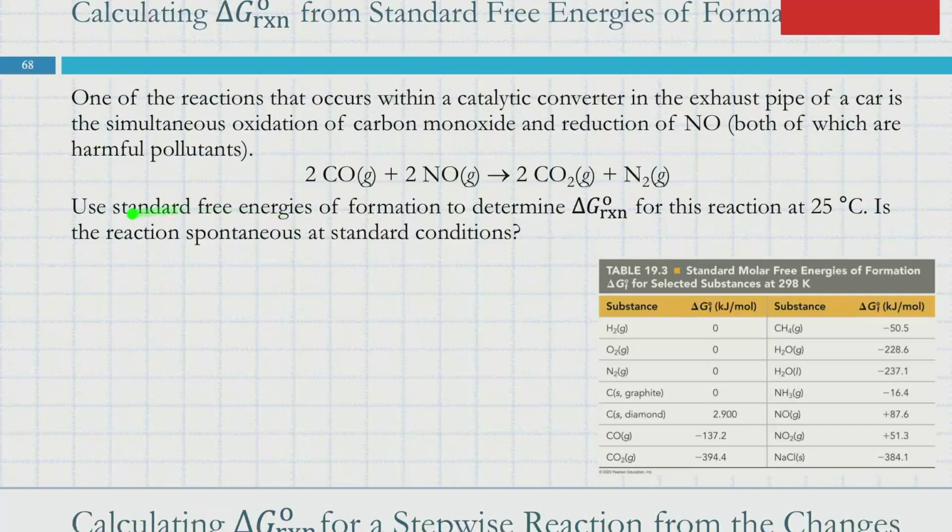We can use standard free energies of formation from our table here to determine the change in standard free energy of the reaction for this reaction at the desired 25 degrees Celsius. Is the reaction spontaneous at standard conditions?